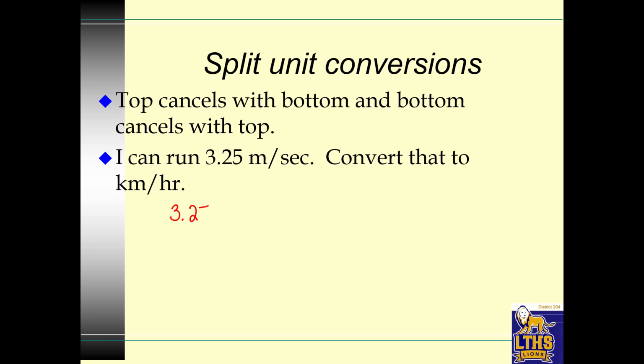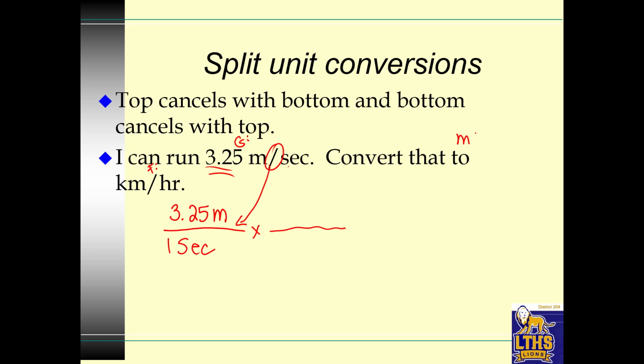So I'm going to start with what I'm given, 3.25 meters per second. So see what I did there? I took this and I put it there, and then I don't need a number here, but if I wanted to, I could put a 1. So my first number actually has split units on it. 2 units. One's a numerator, one's a denominator. All right, so nothing really changes here, except that now I have to convert the meters, the top unit, into kilometers, and I have to convert the bottom unit from seconds to hours. Okay, so given this, find this.